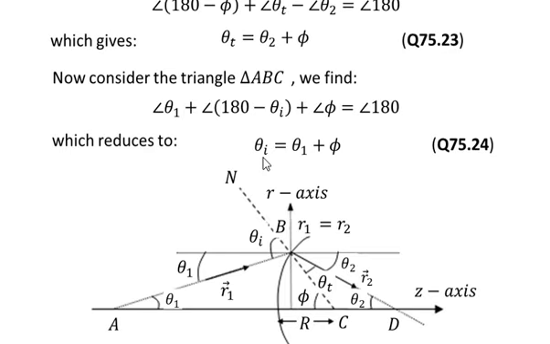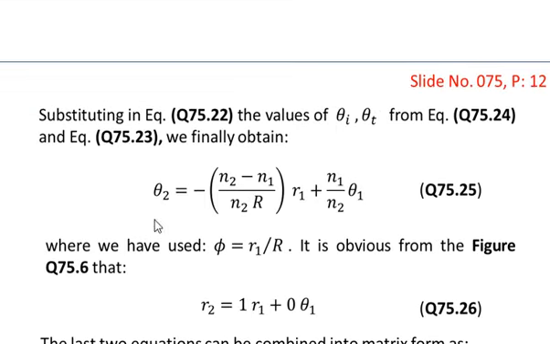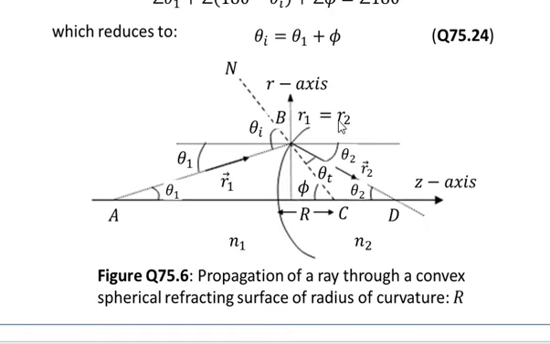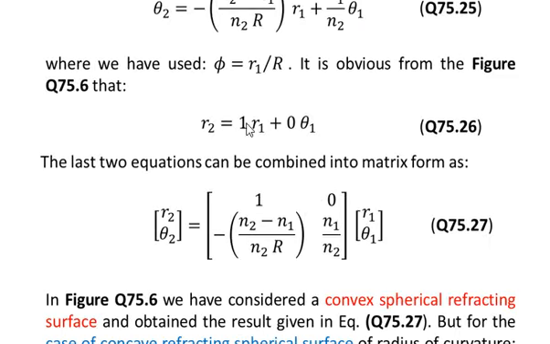So substituting those values and solving that equation for theta 2, we get theta 2 is equal to minus times (n2 minus n1) over n2 into capital R, and outside this parenthesis we are multiplying it with R1, plus n1 over n2 multiplied by theta 1. And you know that from this geometry it is obvious that R1 is equal to R2. So we can write another equation, that is R2 is equal to 1 times R1 plus 0 times theta 1.